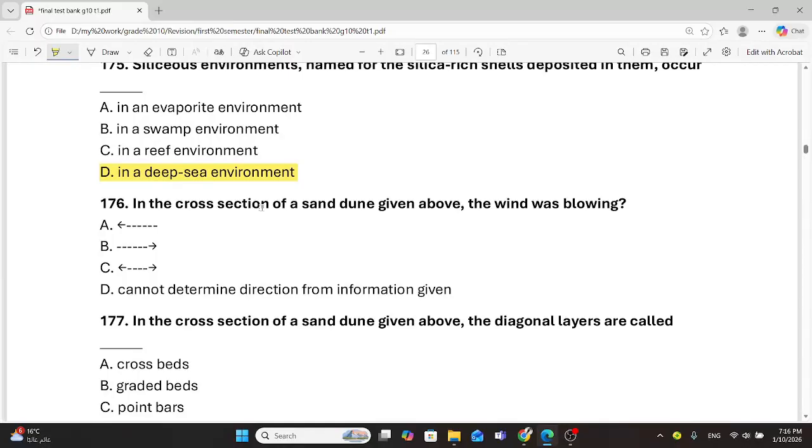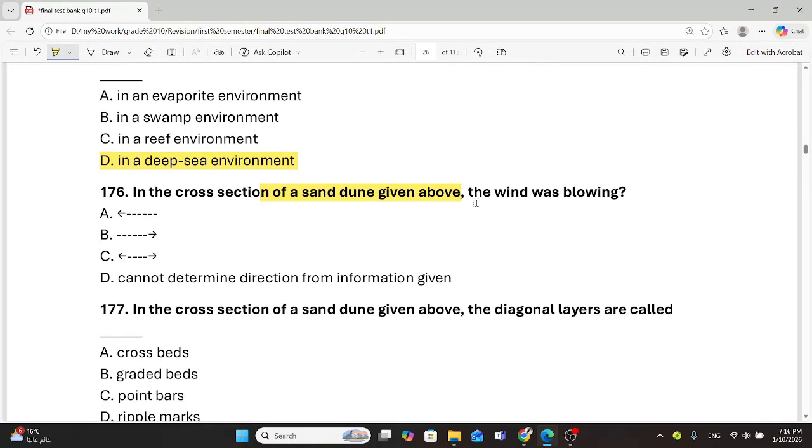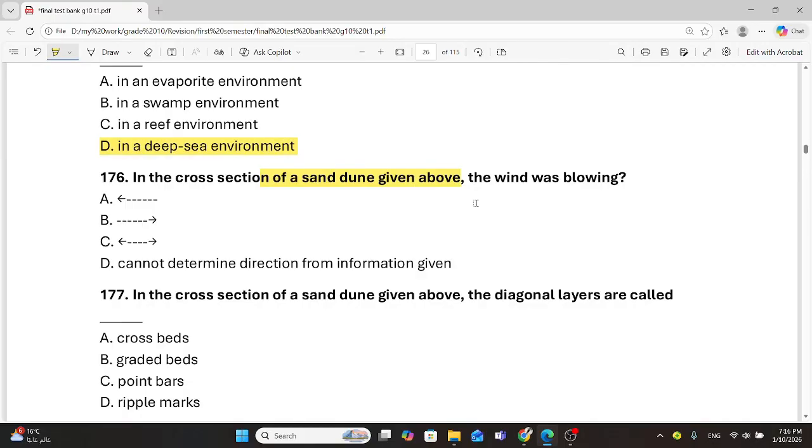In the cross section of a sand dune given above, the wind was blowing right, left, in two cases, or...? This one was supposed to have a picture, so this question is missing its cross section.